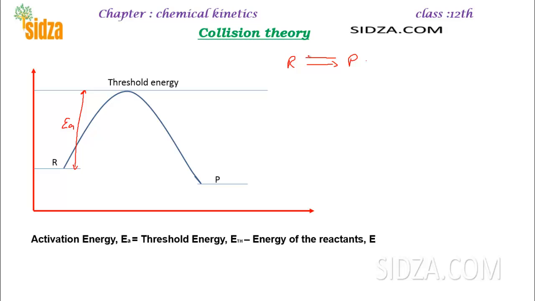In that case, when the products get converted into reactants, for the backward reaction, the activation energy will be this much. This is the activation energy for the backward reaction, and this will be the activation energy for the forward reaction. Because now, when the products get converted into reactants, the threshold energy minus the energy of these products is the activation energy for the backward reaction. So this is the case when you have a reversible reaction, where reactants convert into products and the products get converted back into the reactants.